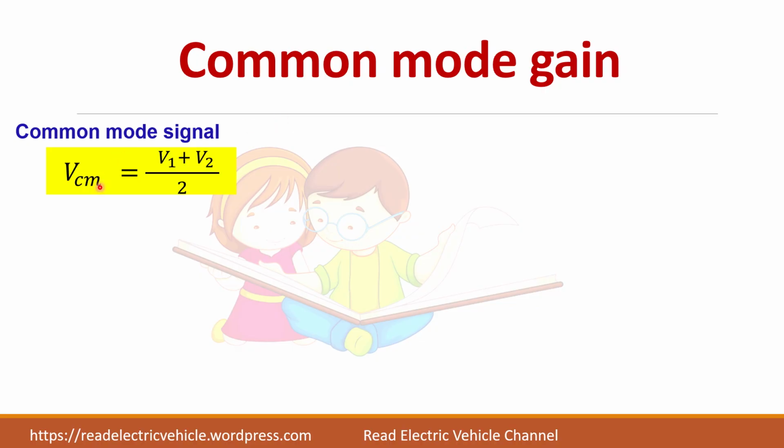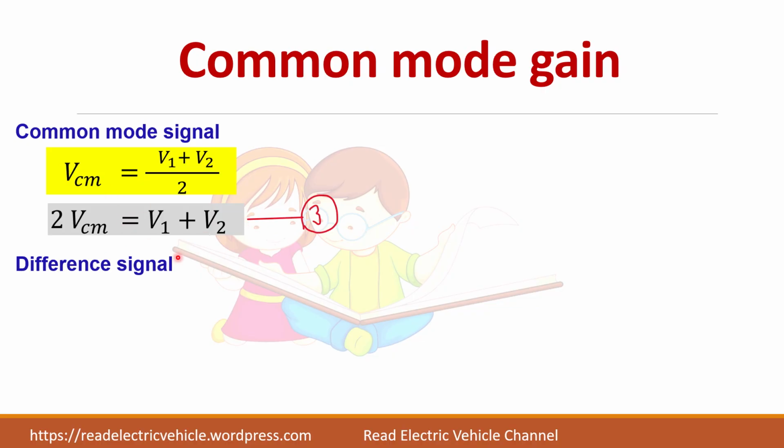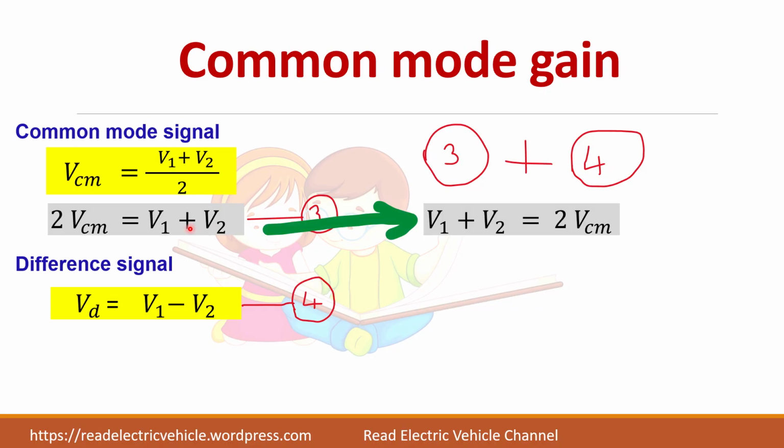So the common mode signal VCM is equal to (V1 plus V2) by 2. So let us simplify this one. So 2 VCM is equal to V1 plus V2. So we got one equation. Different signal we know VD is equal to V1 minus V2. So we got two equations. Let us simplify this one. So let me add these two equations, 3 plus 4.